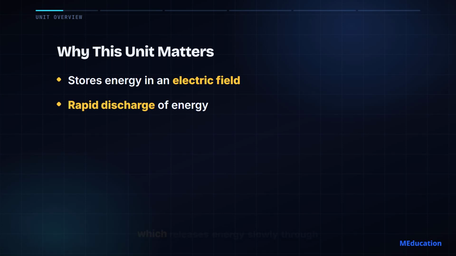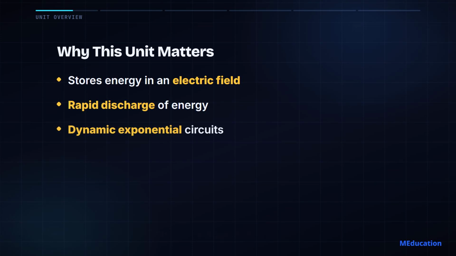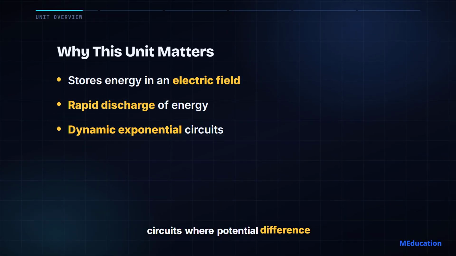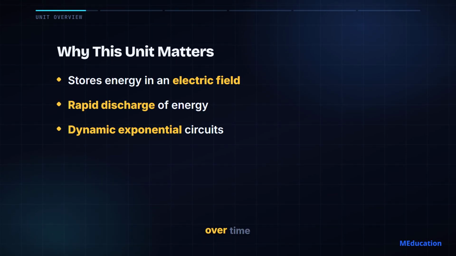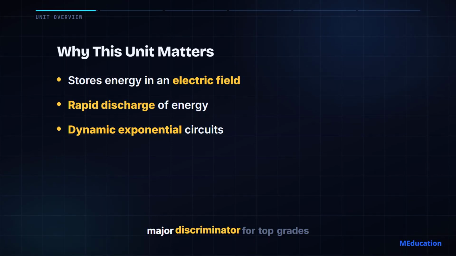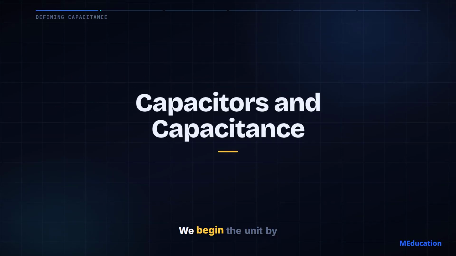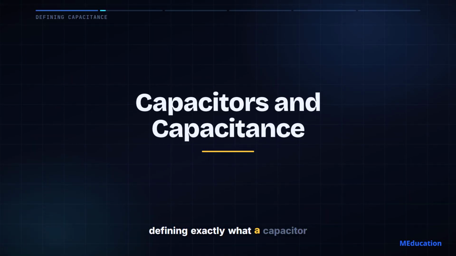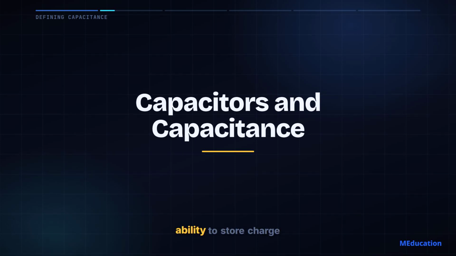Unlike a battery, which releases energy slowly through chemical reactions, a capacitor can discharge its stored energy in a fraction of a second. This unit bridges your knowledge of static electric fields and direct current. It moves you into dynamic circuits where potential difference, charge, and current change exponentially over time. In Cambridge Paper 4 and Paper 5, mastering this transition from static circuits to dynamic circuits is a major discriminator for top grades. We begin the unit by defining exactly what a capacitor is, how it is constructed, and how we measure its ability to store charge.